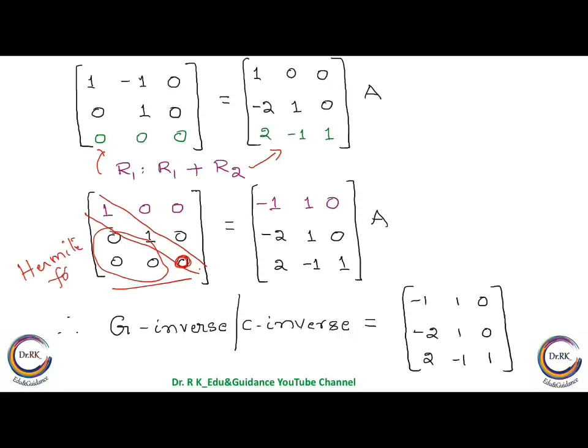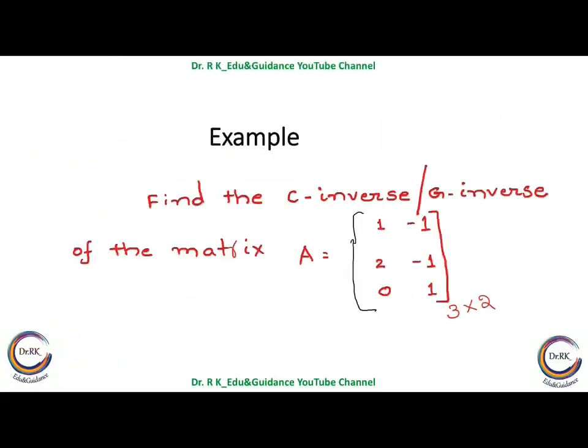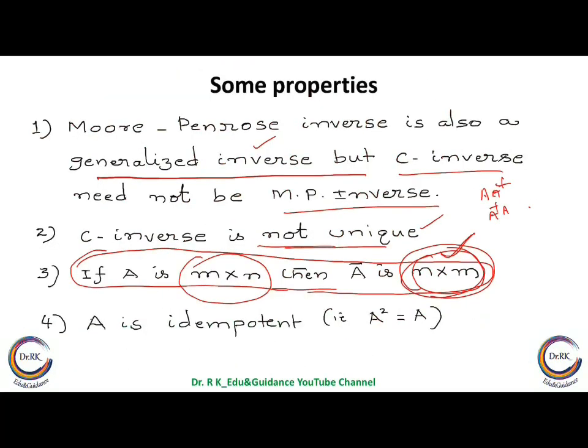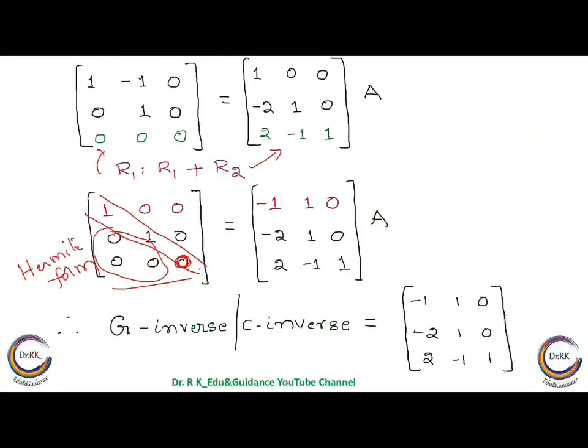Now what about the inverse? If you remember the statement we had at the beginning, the definition: if A is a matrix of m by n, then its C inverse is of order n by m. So here, A is a matrix of order 3 by 2, its C inverse, that is A bar, should be of order 2 by 3.